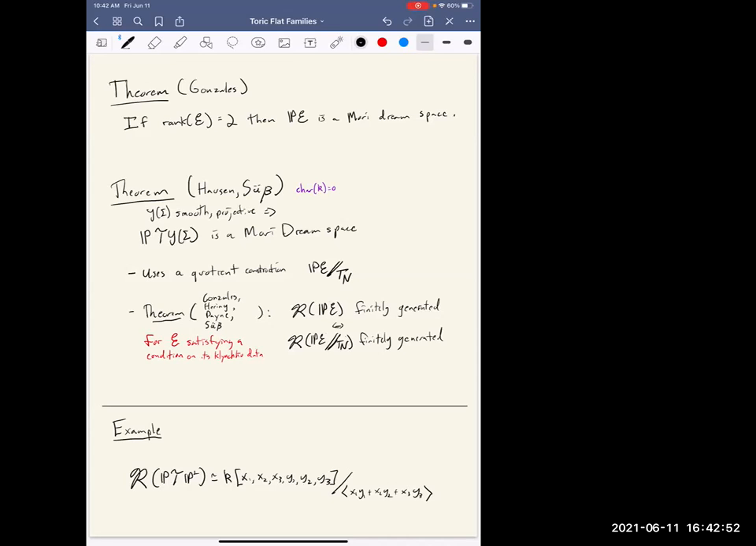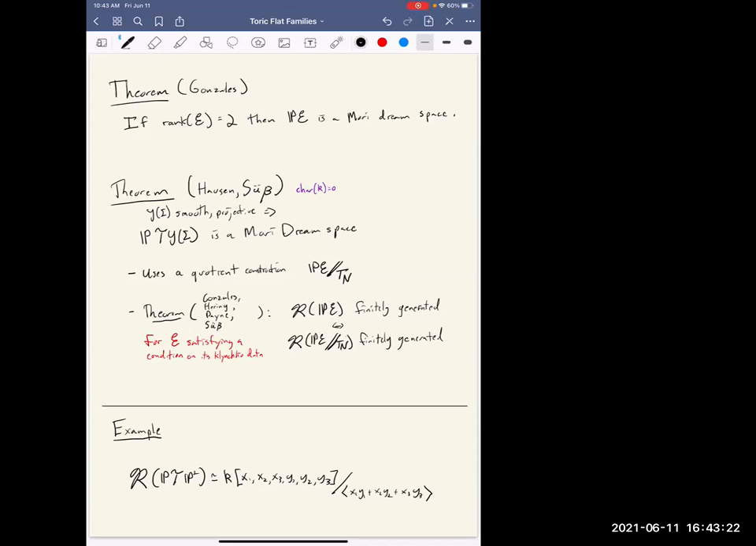So it sort of says, if you really bound your rank and make it very small, then that constrains matters to the point where you get a Mori dream space. And then a follow-up theorem, also around the same age, is if you take the tangent bundle of a smooth projective toric variety, then its projectivization is a Mori dream space. And Hausen and Suess introduced a very beautiful technique to prove this.